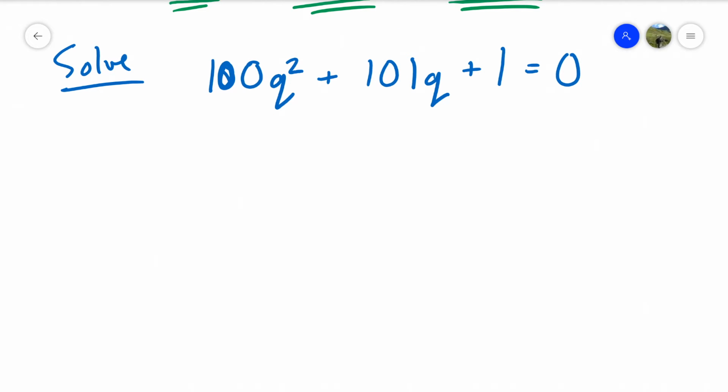That's supposed to be a 0. Okay. And how do we do this? Well, the answer is q equals -1 over 100, or q equals -1.